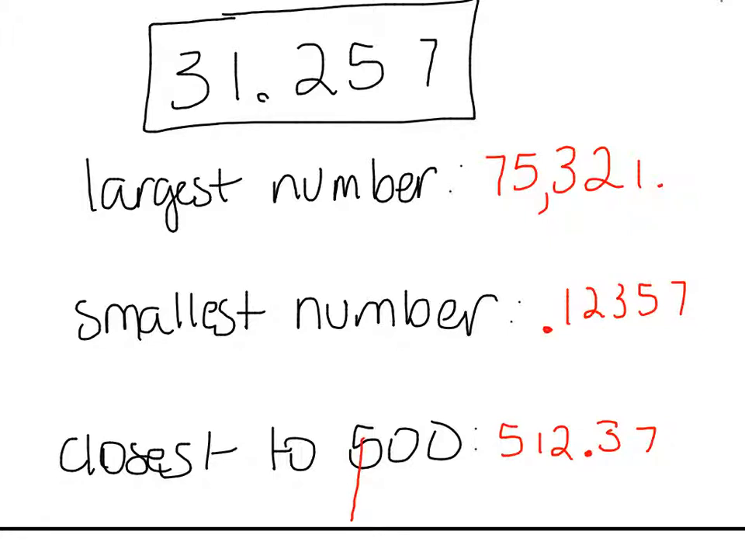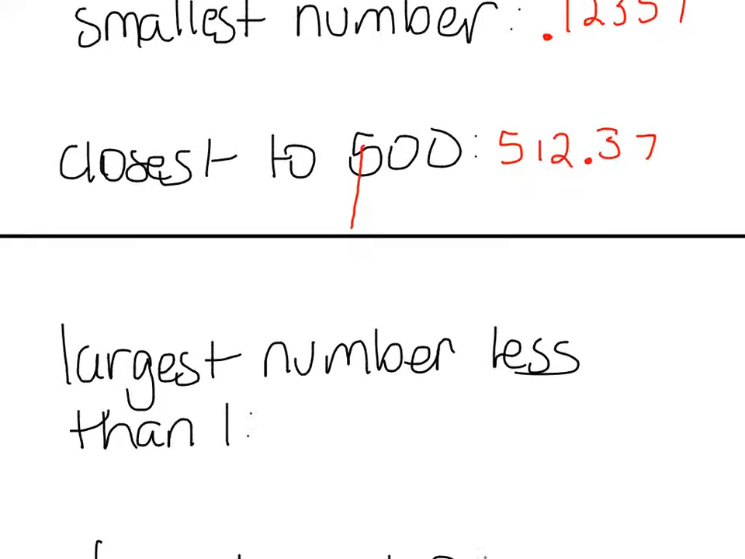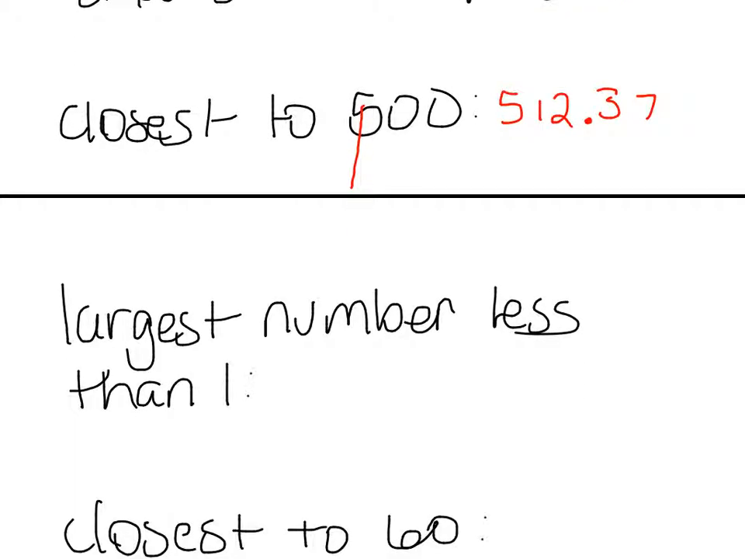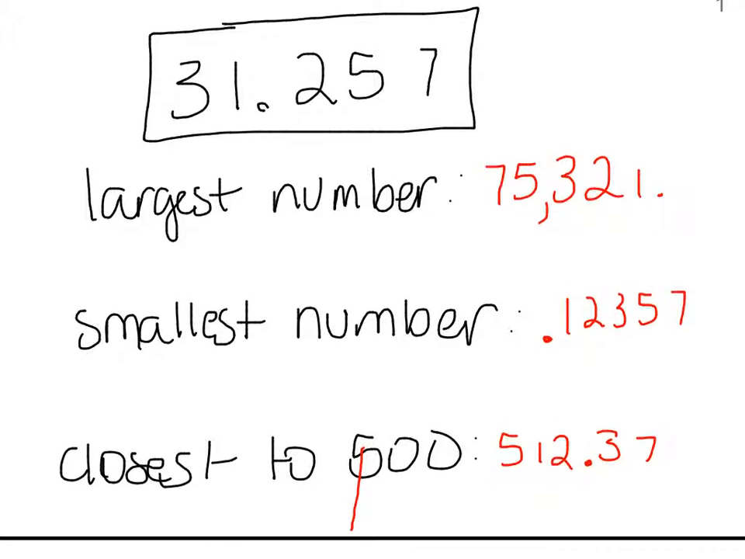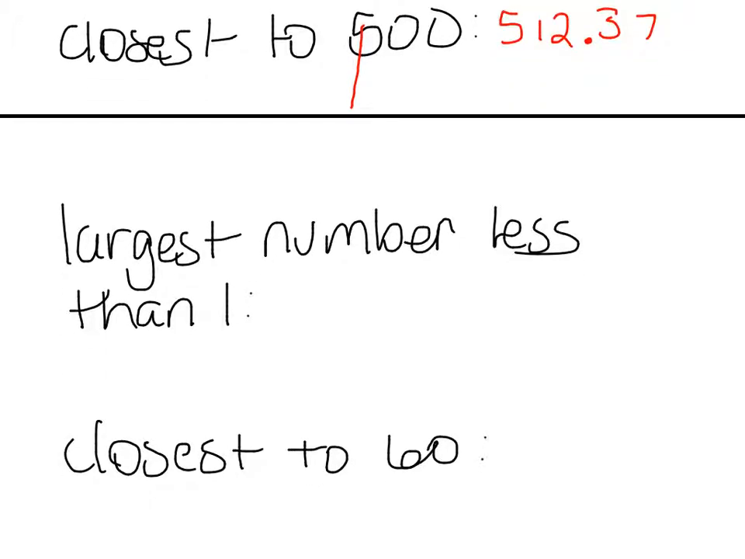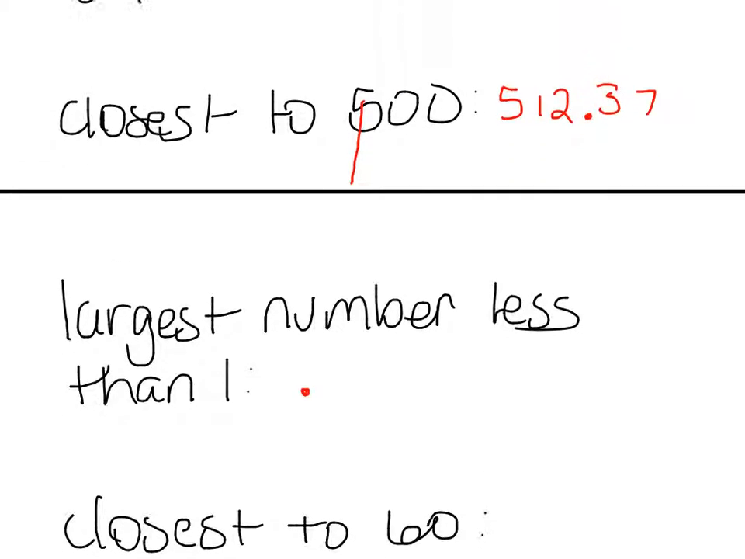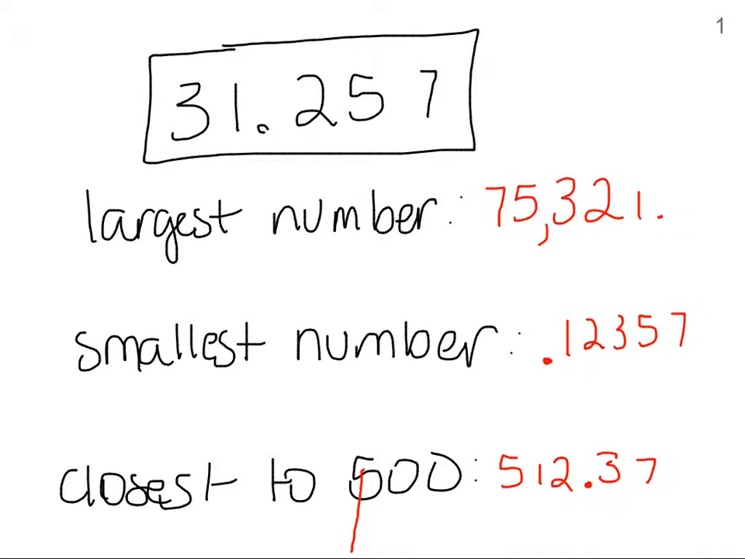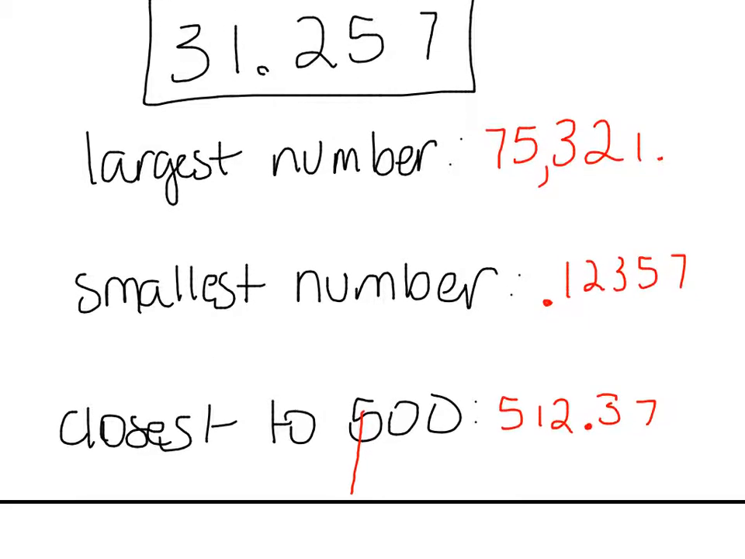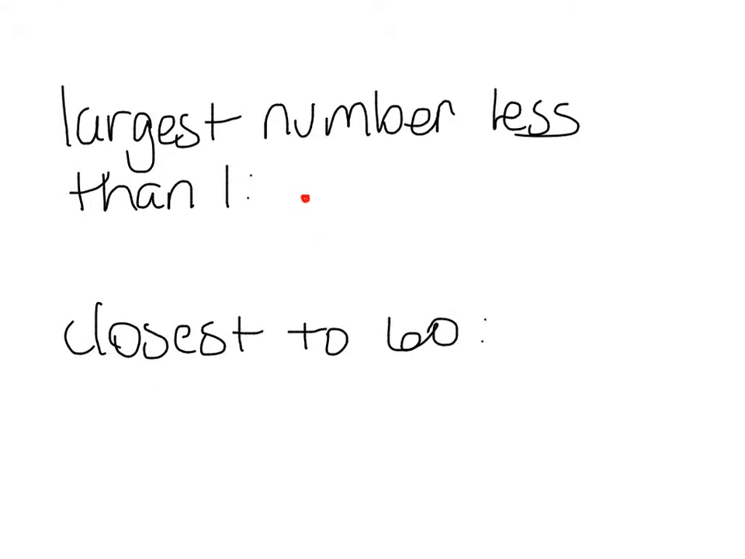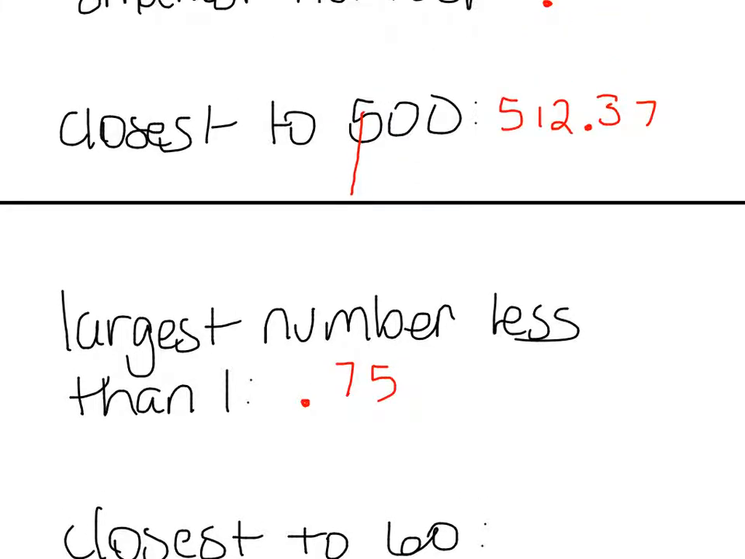The next one I have is largest number less than 1. So we look back at our digits, and since it has to be less than 1, that means the decimal is all the way to the left. We want the largest number less than 1, so we're going to start with the 7. And we do 7, 5, 3, 2, 1. And that's the biggest we could make.